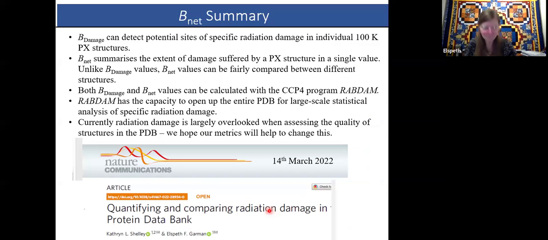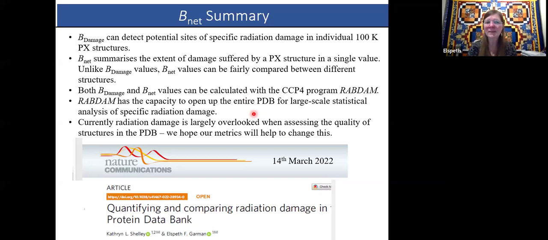So just in summary, we can detect potential sites of specific damage using this Bnet, which is derived from the B damage values. There's a CCP4 program called RabDam now, which allows you to do that very easily. And you can open up the entire PDB for a large-scale statistical analysis of specific radiation damage. And if I had any more students, that's exactly what we'd do. But I've retired now, so I don't. But Catherine in Seattle, if she gets time, will have a look at this.